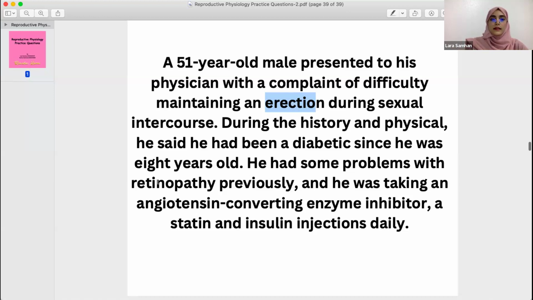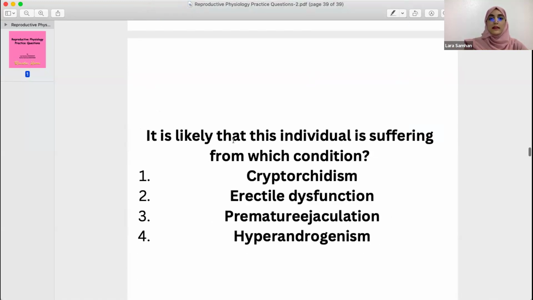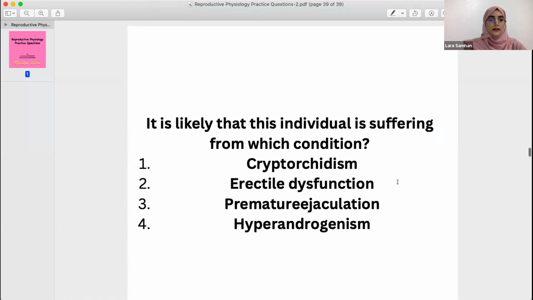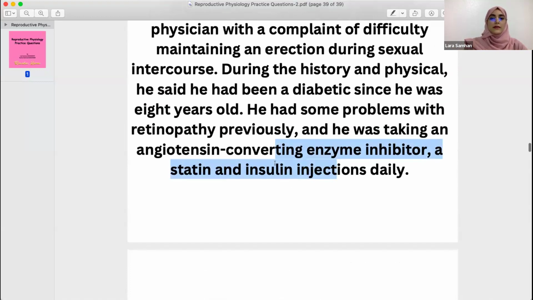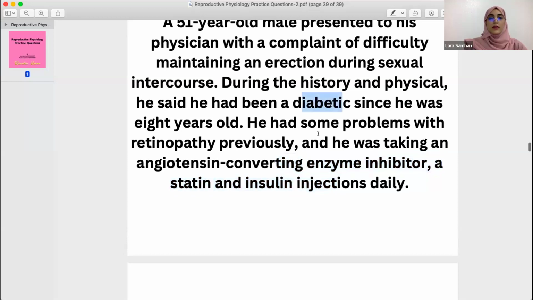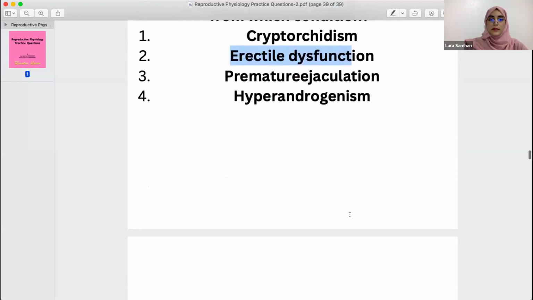And then, as we said, he has retinopathy previously, and he's now taking medications. So the first question asks, which of the following is this individual likely suffering from? What do you guys think? As the scenario said already, he's suffering from erectile dysfunction, exactly. It made sense because he's taking medications for his diabetes and other conditions, plus he has diabetes. All those things contribute to not having a proper erection, which causes erectile dysfunction. So we answered the first question correctly.